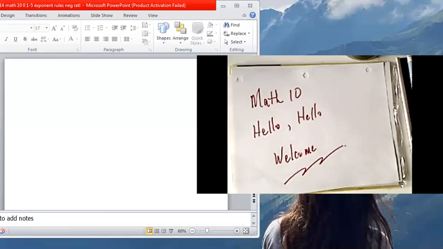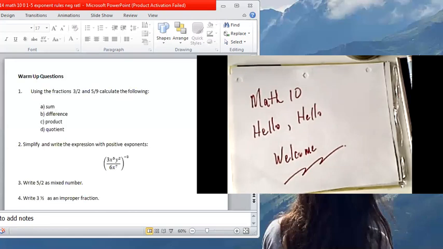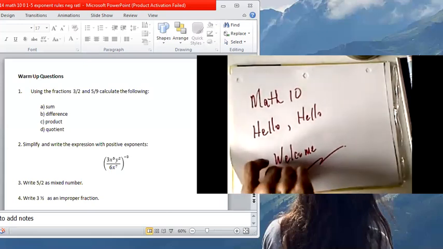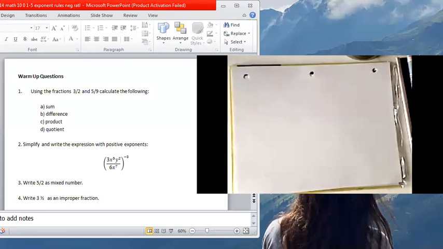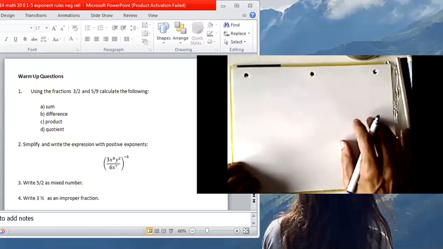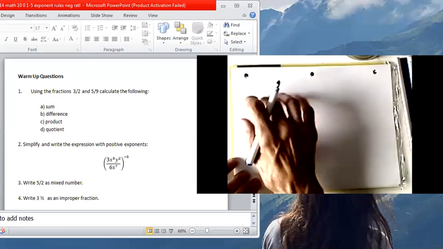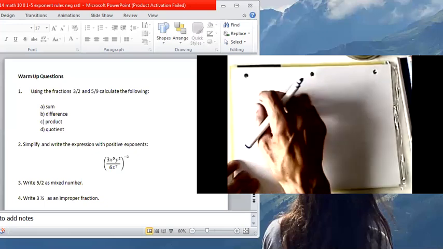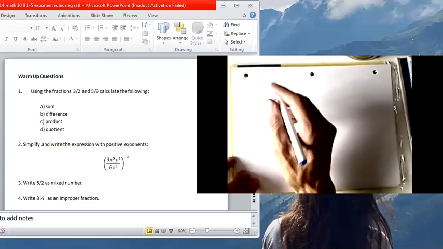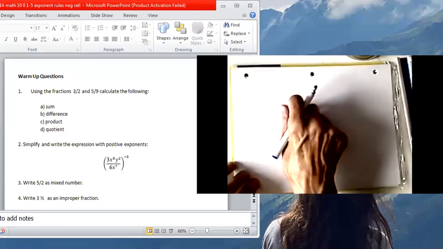So to get started, here are the warm-up questions for you. There are 1, 2, 3, 4 of them. Just to help you get started, what I'm going to point out is that question 1 has to do with actually working with fractions. So this goes back in time quite a bit, maybe a couple of grades. But often this topic needs some help. So we're just going to dust it off. Just make sure we got this skill remembered.